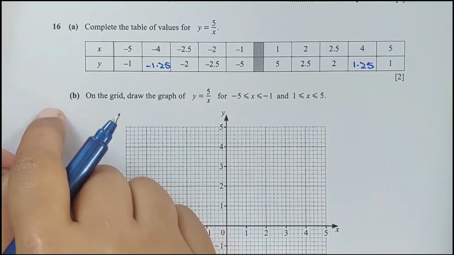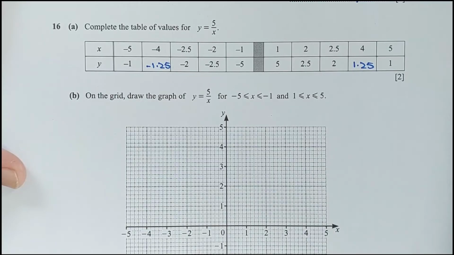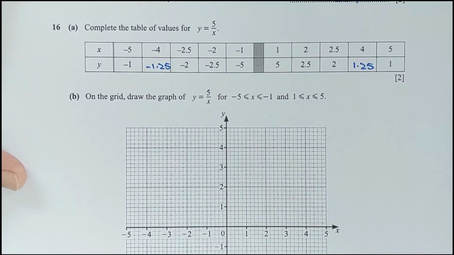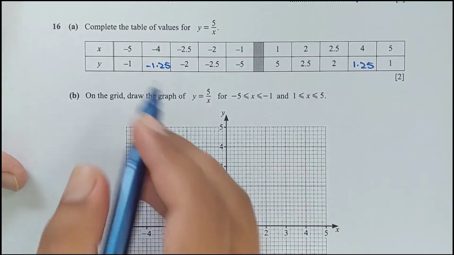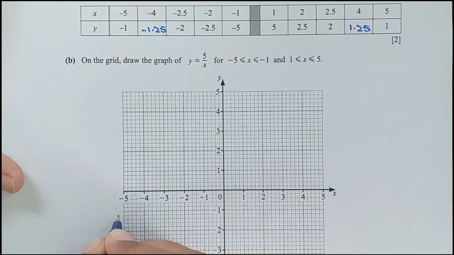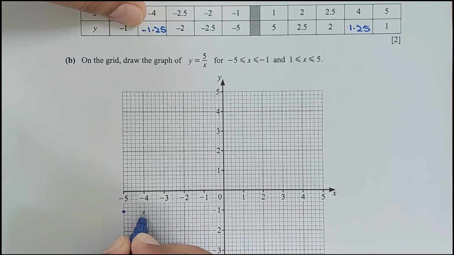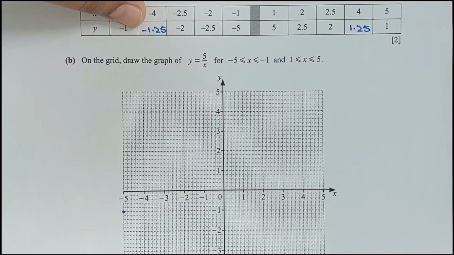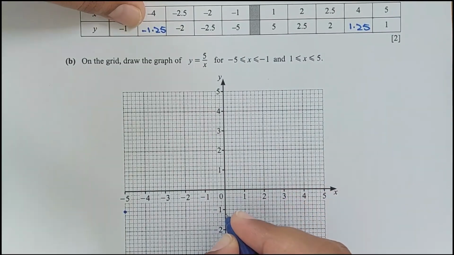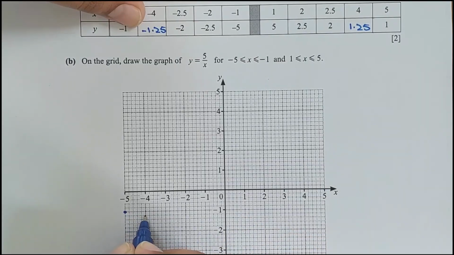All right. Part B, on the grid, draw the graph of y equals 5 by x for x between -5 and -1 and x between 1 and 5. So we have the table of values, just sketch it. When x is -5, y value is -1. We have downward this point, -4, -1.25. This is -1. The difference is 1, 2, 4, 6, 8, and 10. So this is 1, 1.2, and 1.25 in the middle.